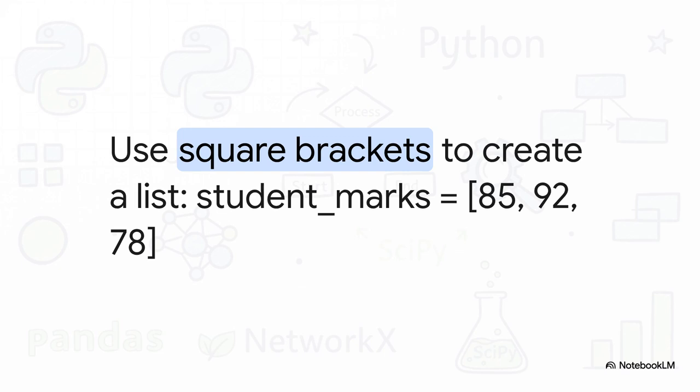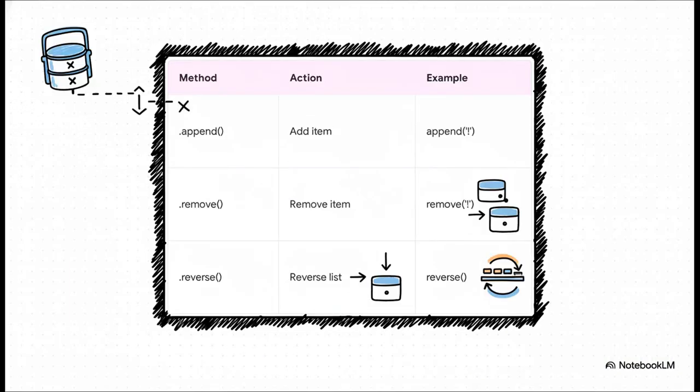A list is exactly like a traditional daba, a tiffin box with different compartments. You put 85 in one compartment, 92 in the next. And just like a real tiffin box, you can add new food items or take them out whenever you want. And because our list is exactly like a tiffin box, we have special tools to manage it. We call these methods. The .append method adds a single item to the very end of your list. The .remove method takes a specific item out, and .reverse just flips the entire order upside down. These simple commands give you absolute control over your data.